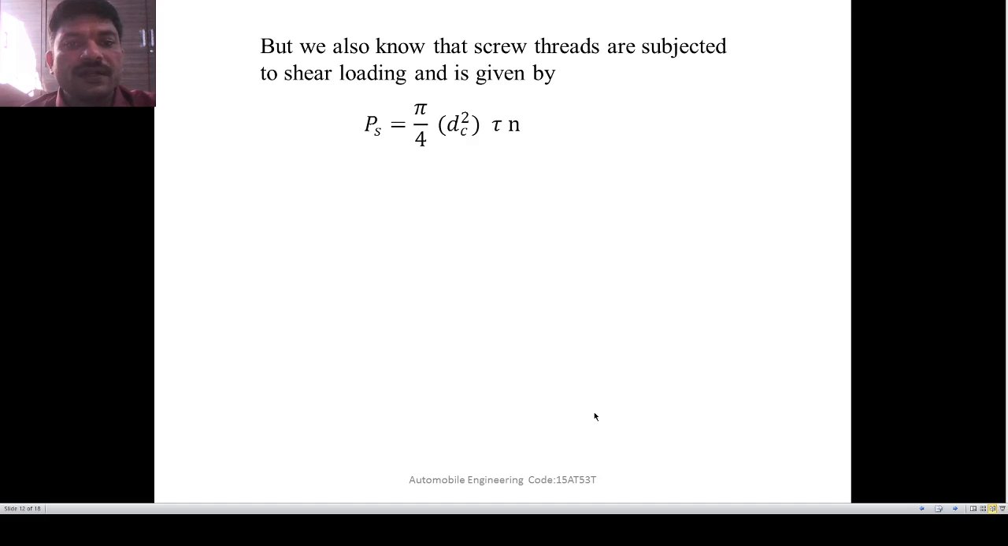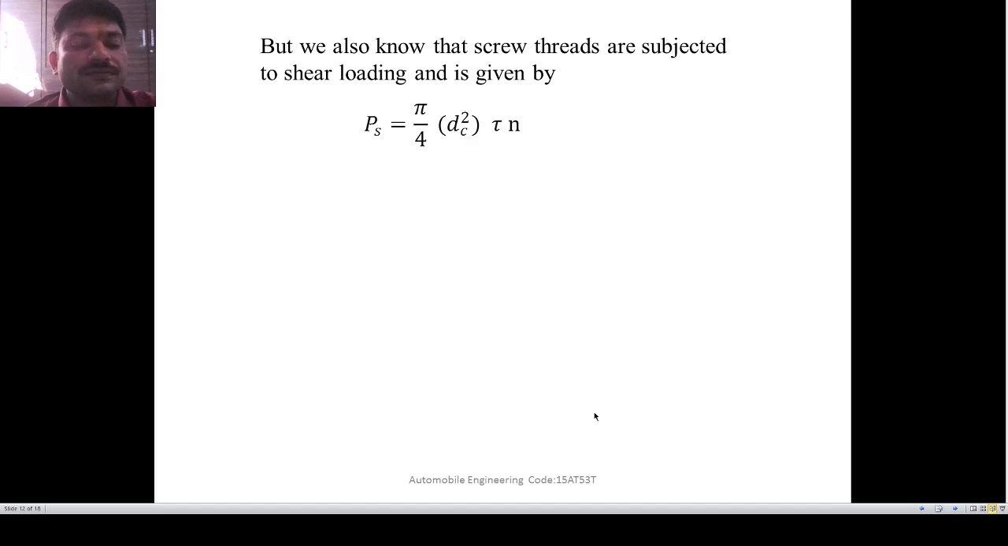That is 5 into 10 raised to 3. That is 4 into 5 into 10 raised to 3 divided by pi into tau. Tau is 40 into n. N is the number of bolts involved. So just multiplication and division is there.